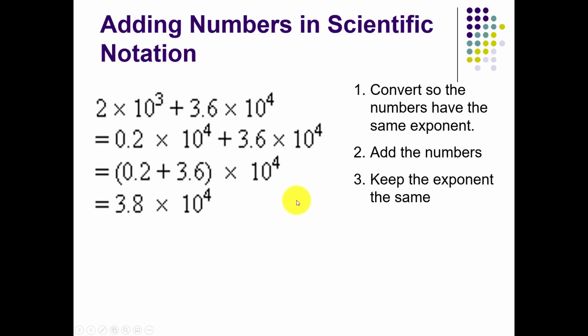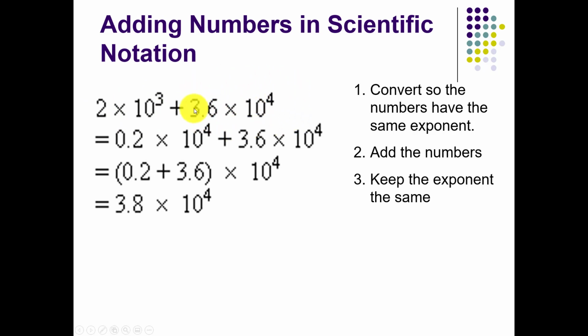Now you have to add. Adding and subtracting numbers in scientific notation is actually harder than doing multiplication and division. You would think multiplication and division are harder, but it's actually adding and subtracting that are harder. So this is going to take a bit of practice. Here we have 2 times 10 to the third plus 3.6 times 10 to the fourth.